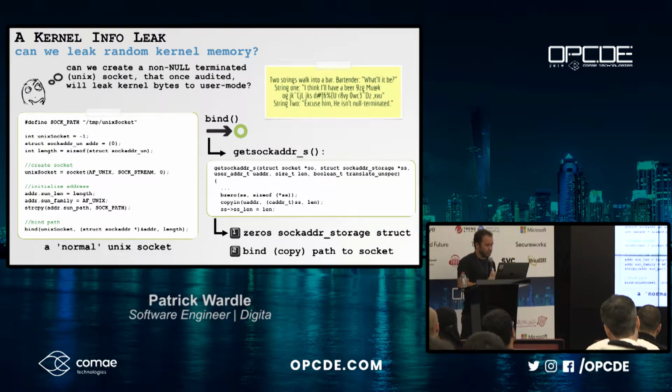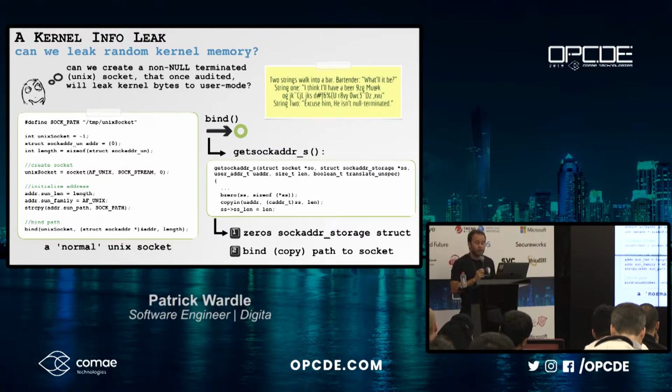So let's take a closer look at this. First, we have some code that creates a Unix socket. If we look at the kernel, we see that when we call bind on this, it's going to call a function called get_s. What this function does is zero out a structure, and then copy in the socket structure that we're trying to audit. So basically, it's copying it in from user mode to kernel mode, via the copyin method, which just copies in some specified number of bytes.